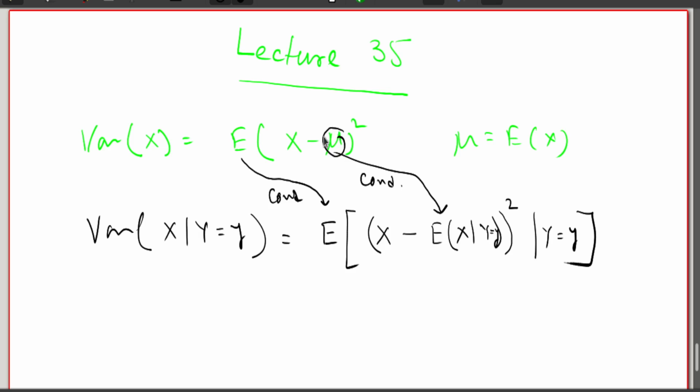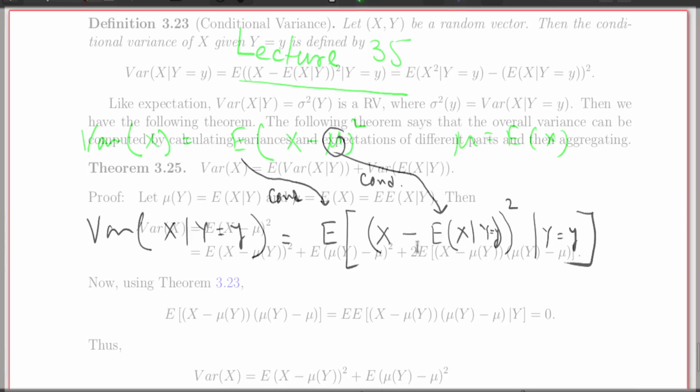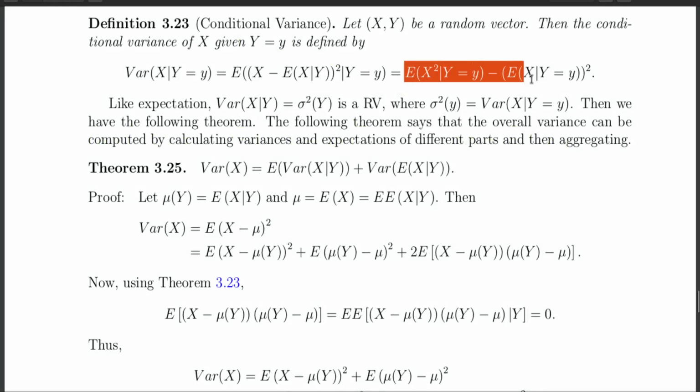Then this expectation will also convert to the conditional. In this case it is an unconditional one. In this case this one is conditional, similarly this one is also conditional. Now if you break this square term here, you will get this expression exactly.